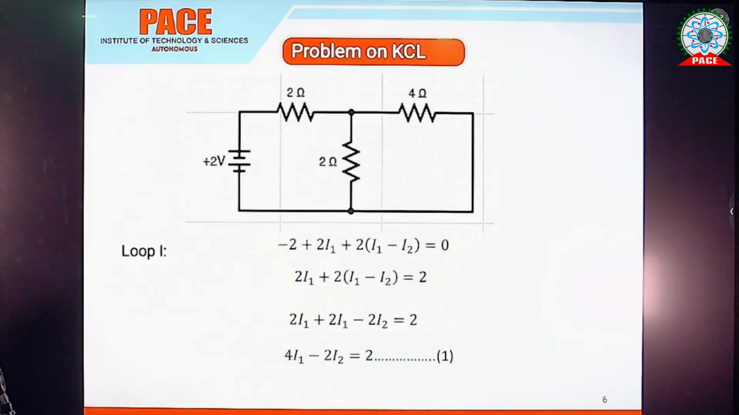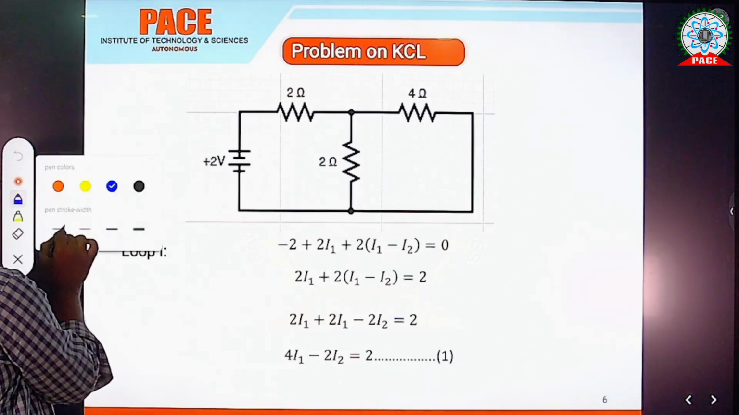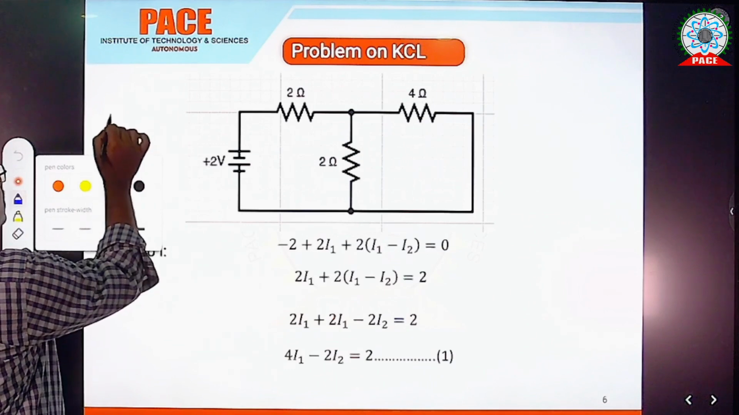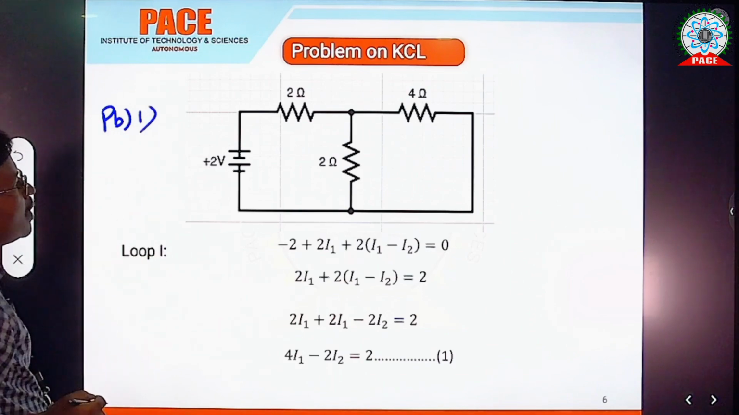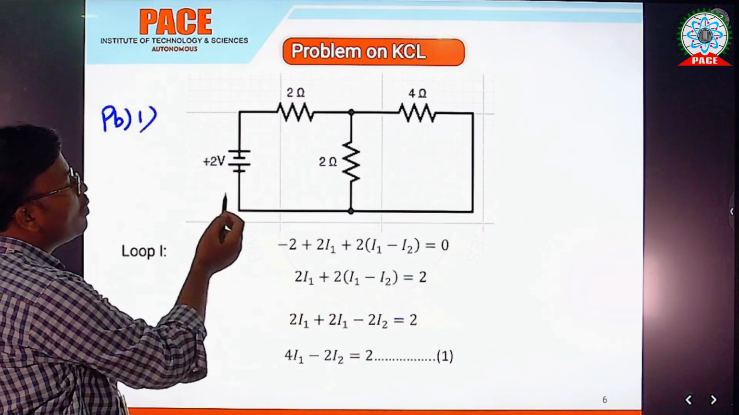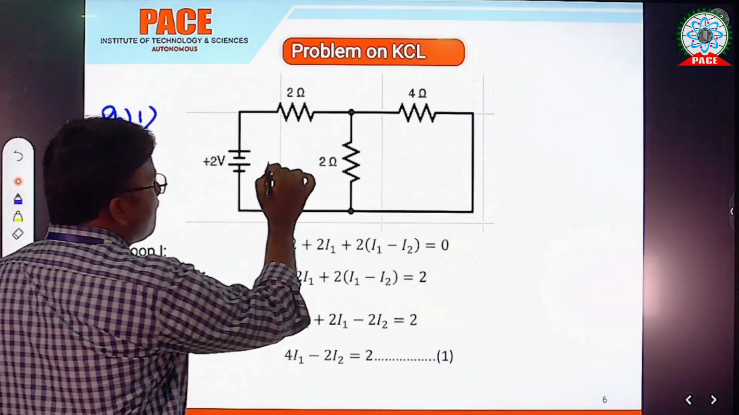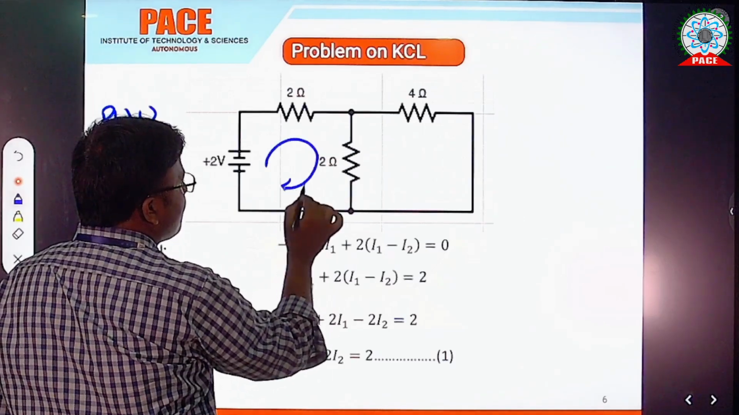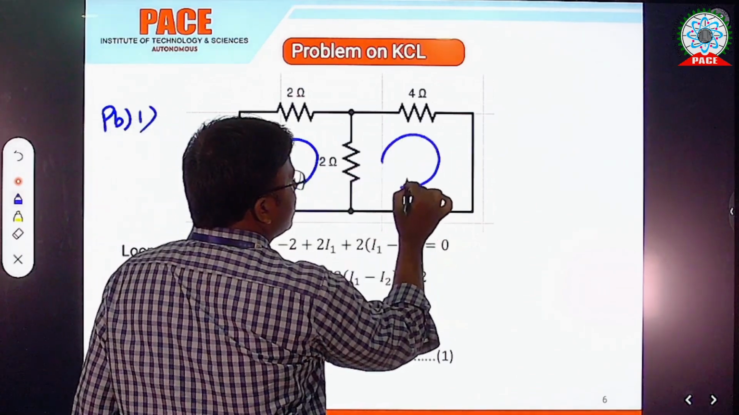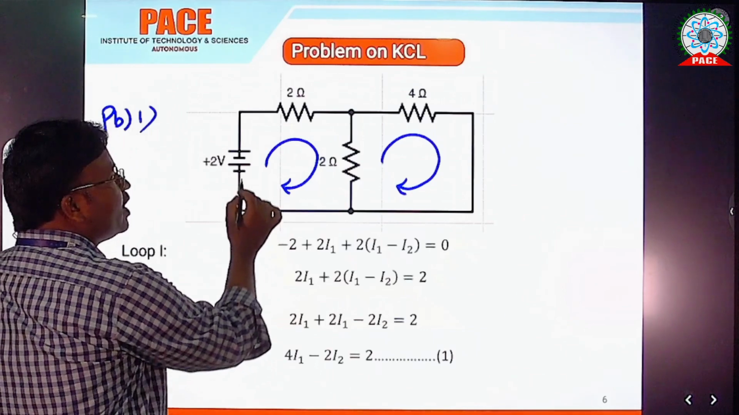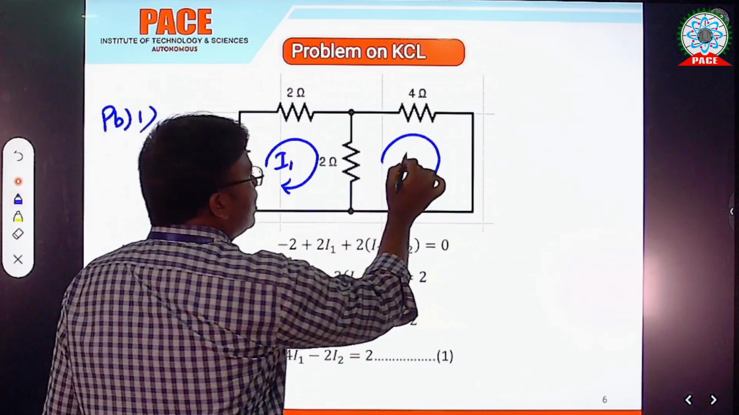Now, a problem on KCL. We take one circuit and apply KCL in the circuit. I am assuming this one is the first loop and this one is the second loop. The current flowing in the first loop will be I1, and the current flowing in the second loop will be I2.